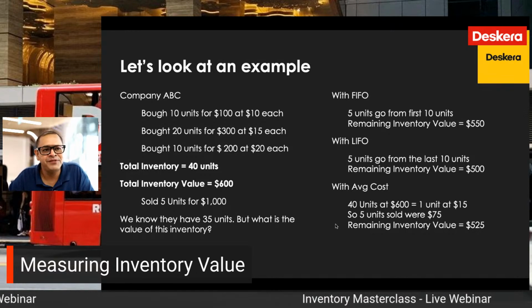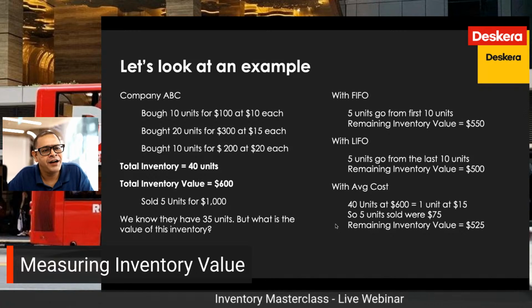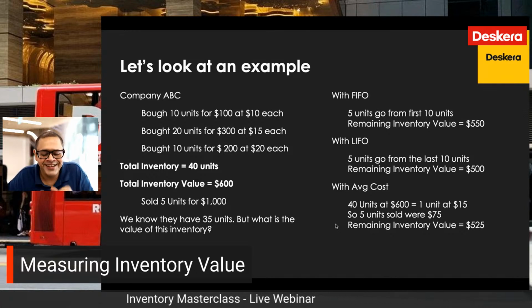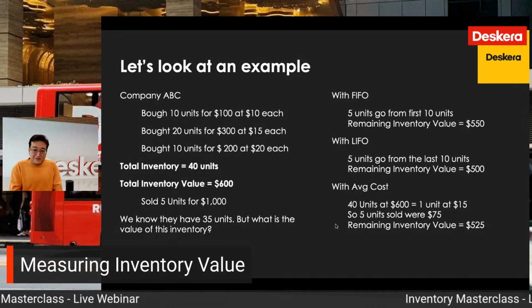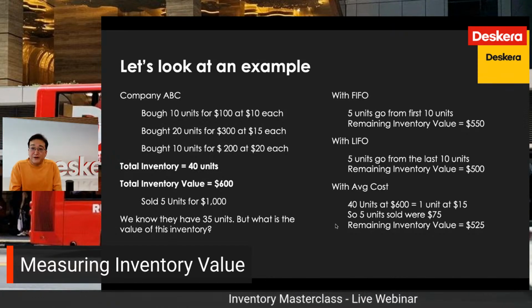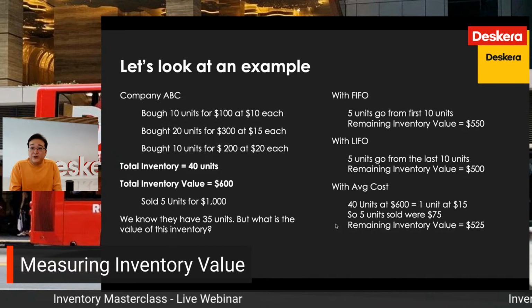Now, there is something interesting here. Do you observe? What are your observations on these three methods of calculation here, David? It affects your remaining inventory value. So based upon which one you select, it could really change the value of your inventory inside the system.